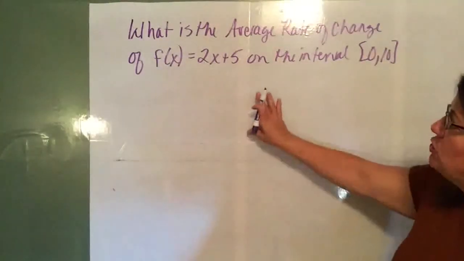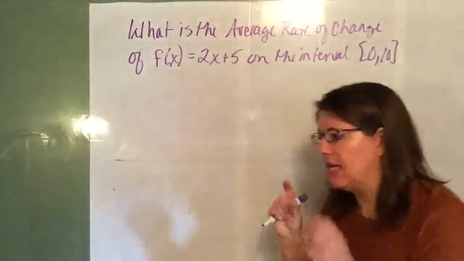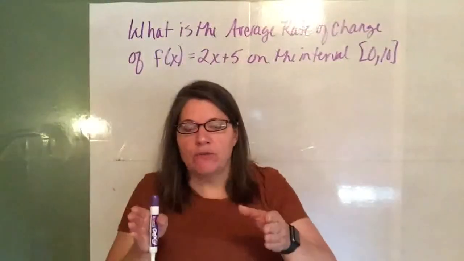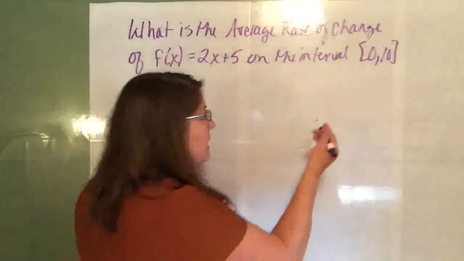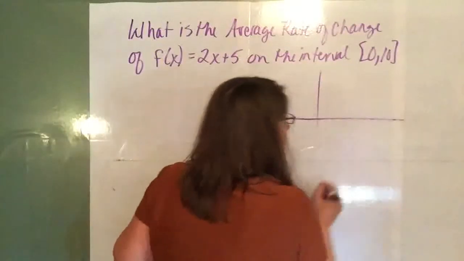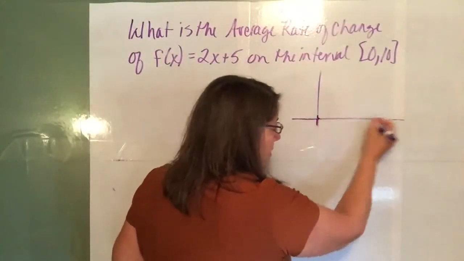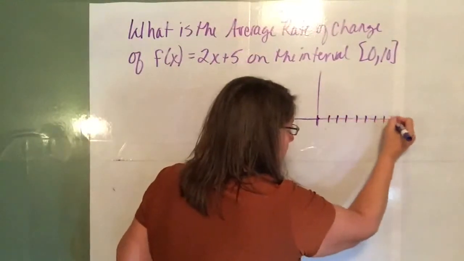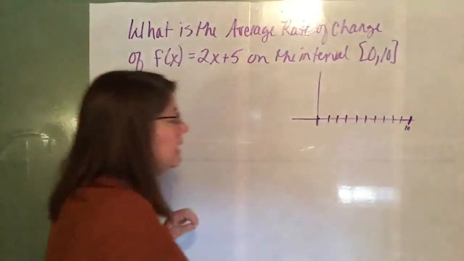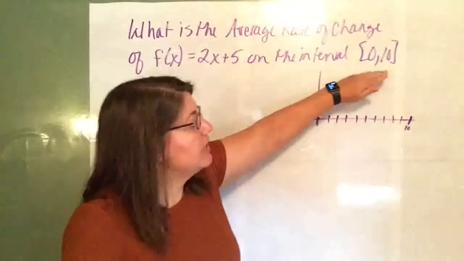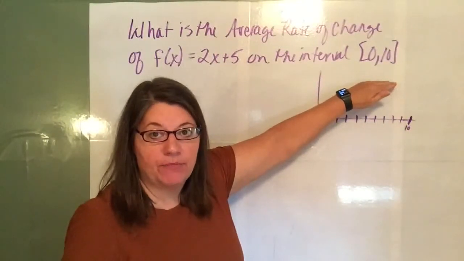If they're asking you to find the average rate of change within this interval, now think about it. An interval, that's the interval of the x values on the graph. So what they're talking about here is 0 is here, okay? Let's say 1, 2, 3, 4, 5, 6, 7, 8, 9, 10. Here's 10, okay? So they've basically here given you two x values, 0 and 10, okay?